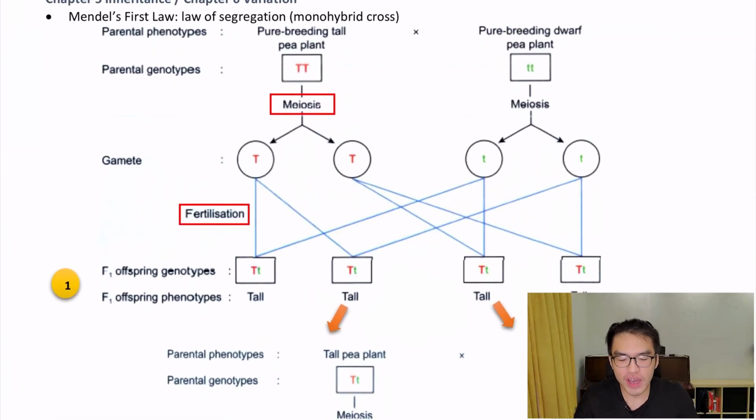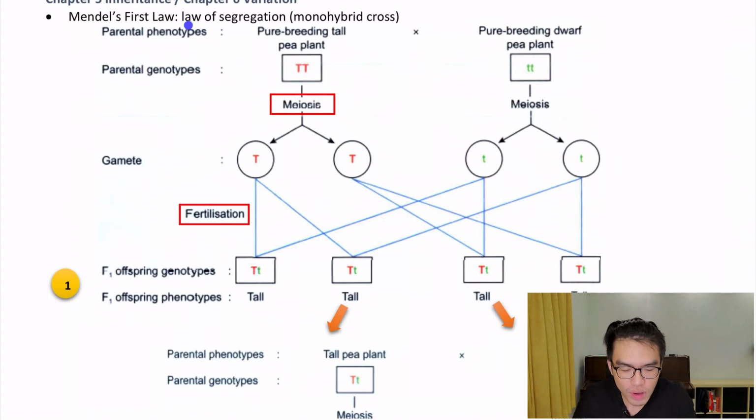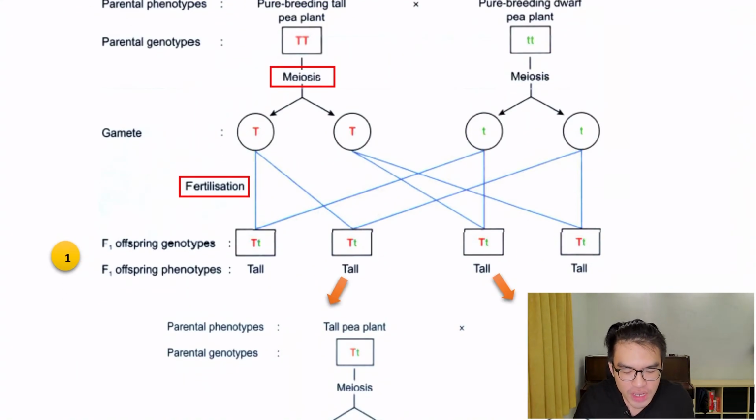Next, you have your chapter 5 and chapter 6. I put these two together because they are very similar. So Mendel's first law is what we call the law of segregation. The law of segregation involves only one trait, which we call a mono-hybrid cross. Mono means we only look at one characteristic. So this is the first experiment he did.